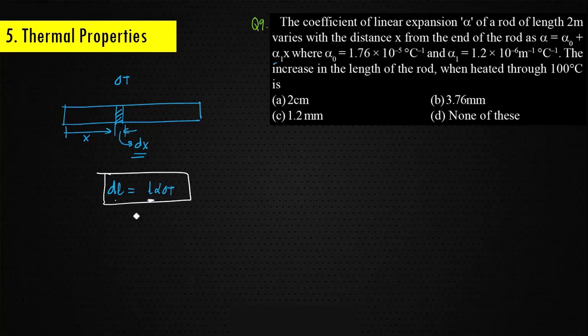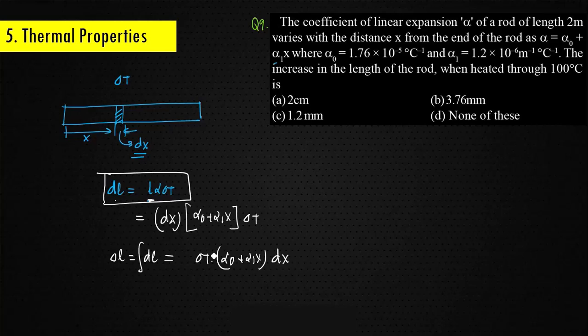What is L? L is the length of the element, so that is dx. Now what is alpha? Alpha is given as alpha naught plus alpha 1 into x. And delta T is given. So the total elongation, delta L, is the integration of the elemental elongation, which is delta T comes out, alpha naught plus alpha 1 x dx integration. So ultimately I am getting alpha naught into x plus alpha 1 into x square by 2, into delta T. The limit is from 0 to L, the total length of the rod.